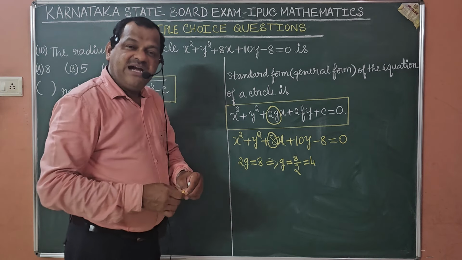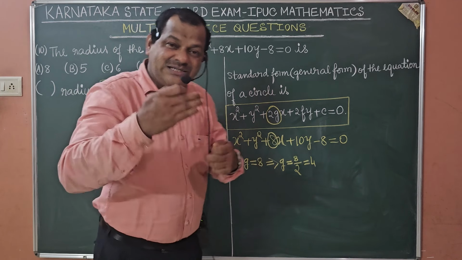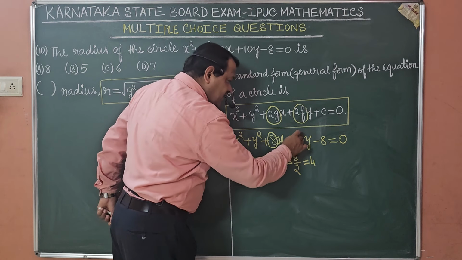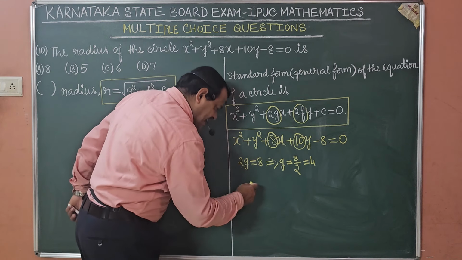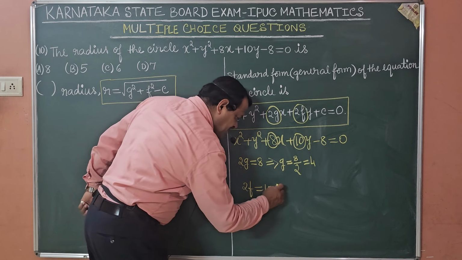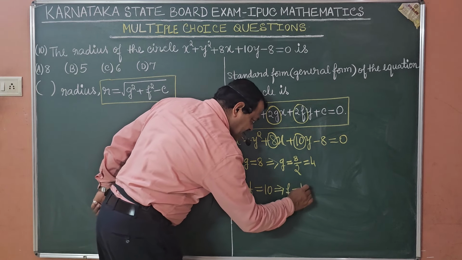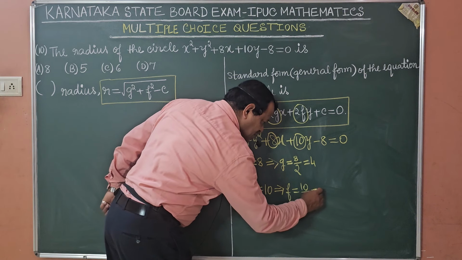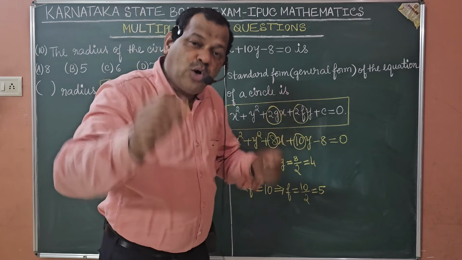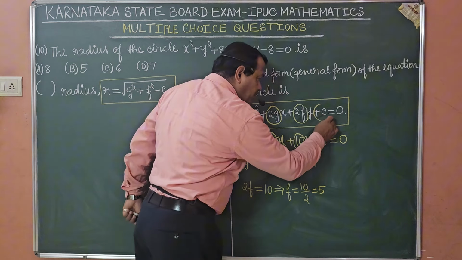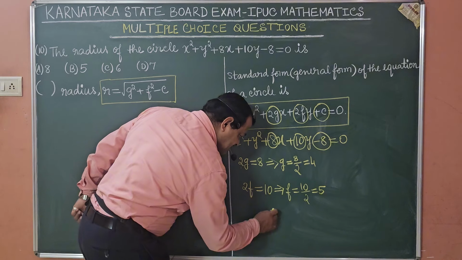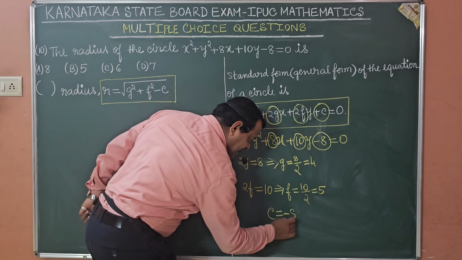And I will equate coefficients of y in both the equations. See, here the coefficient of y is 2f, here the coefficient of y is 10. So 2f is equal to 10. Therefore f is 10 by 2, which is equal to 5. I will equate constant terms in both the equations. See, here plus c, here we have minus 8. Therefore, C is minus 8.